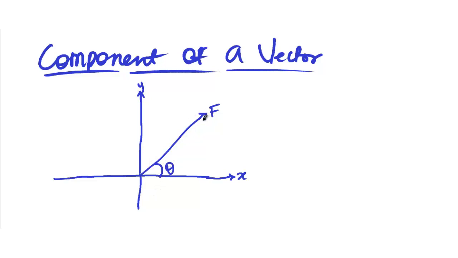Now, the component of this vector is talking about the effect of this vector if it is applied in the y direction, or what will be felt in the y direction, and what will be felt as a result of this vector in the x direction. So for us to be able to get the component of this vector, we are going to be resolving this particular vector with respect to the y and the x-axis.